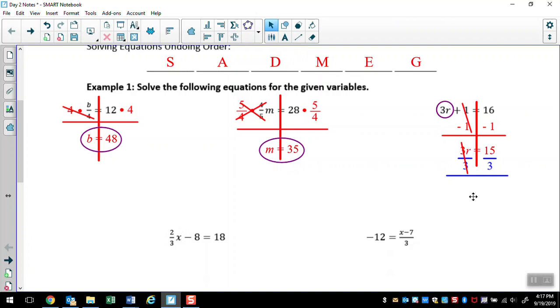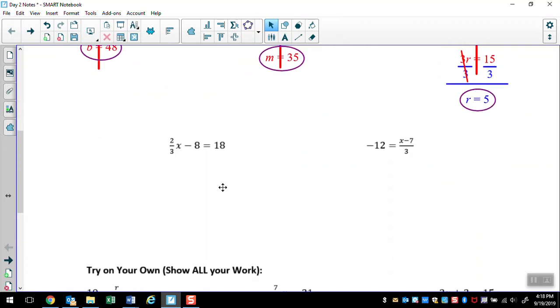And I bring my r down, and then 15 divided by 3 is 5. Circle my answer. Right. Once your variable is by itself on one side of the equal sign, you're done. All right, let's come down and take a look at this one.